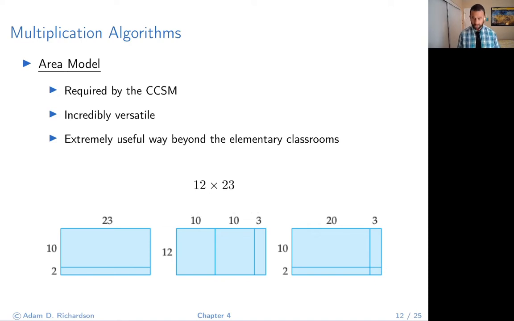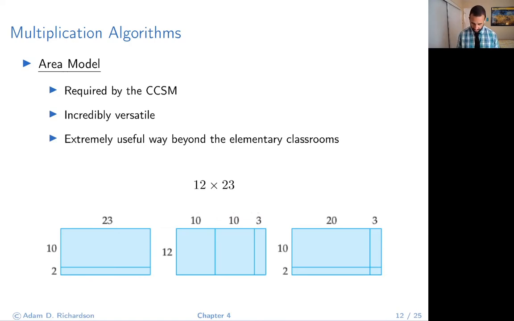Okay, so this one, rather than decomposing the 12, this student just decomposed the 23 into something more palatable, right? 10, 10, 3. Add those all up, and you're going to get 23. So the length of that side is 23.